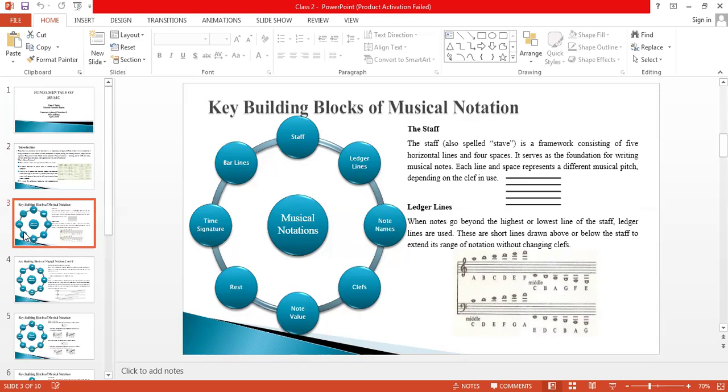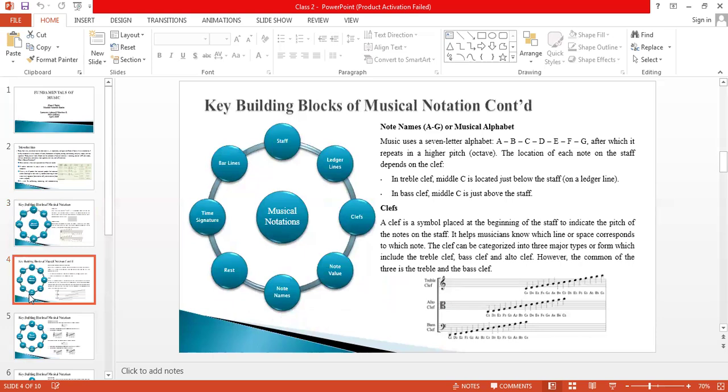We also have the ledger line. The ledger line is used when the note goes beyond the highest or lowest line of the staff. When it goes above the highest line or below the lowest line, it is the ledger line. These are short lines drawn above or below the staff to extend its range of notation without changing the clef. You see that there are some notes there that have their lines above the staff, which are called ledger lines.